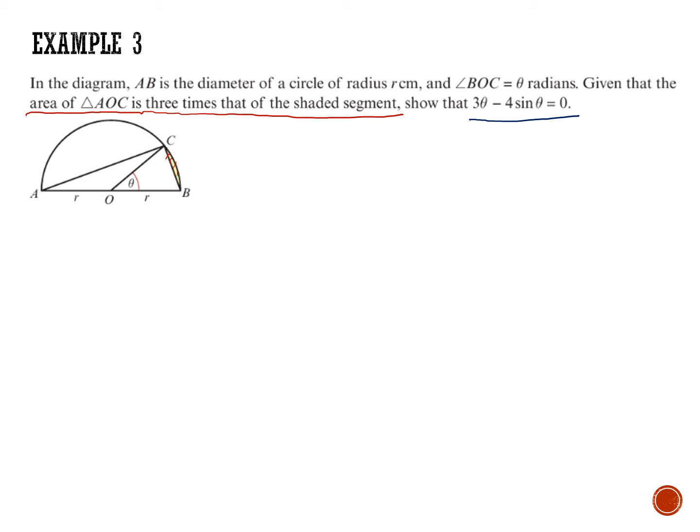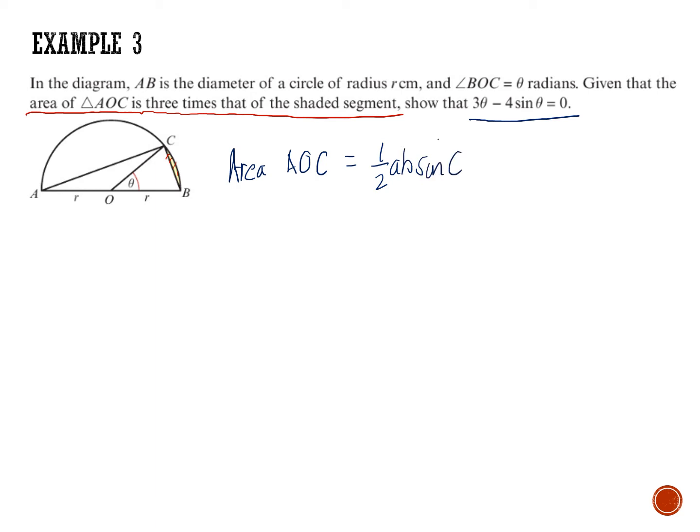Right, so let's start forming some expressions then. Now it talks about the area of the triangle AOC, so let's write an expression for that. Area AOC. Okay, it's a triangle, half AB sine C.